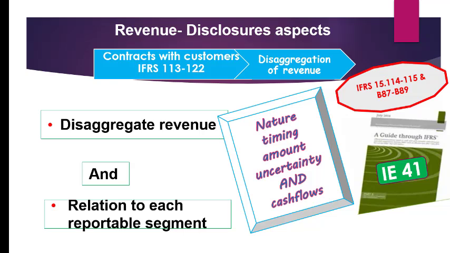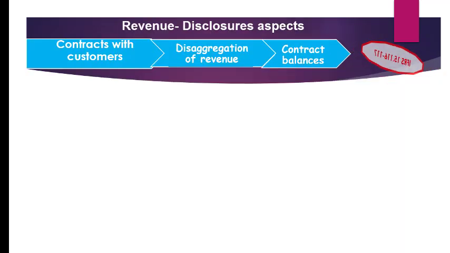Okay, a nice example that illustrates all of this, in a very simple manner, but also a very short example, is IE 41, illustrative example 41 in your IFRS Part B textbook. So it will be beneficial for you if you go through that example. Then we have paragraphs 116 and 117, which discuss contract balances.